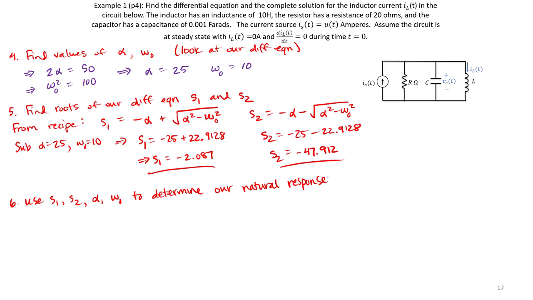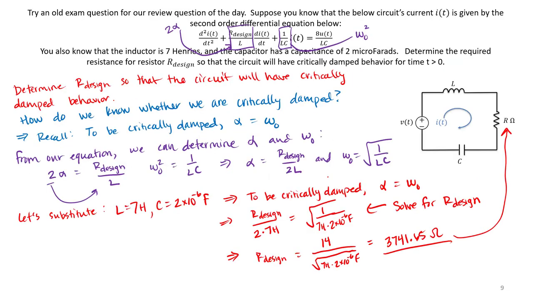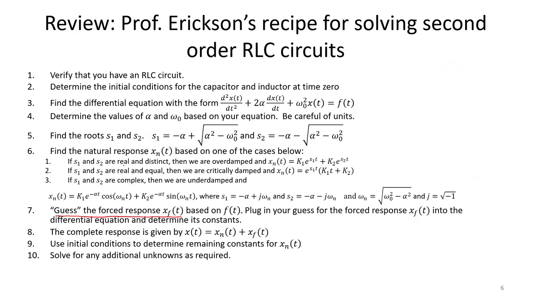Let's look back at our recipe. In our recipe, we see that if S1, S2 are real and distinct, meaning they're different, then we're overdamped. If S1 and S2 are real and equal, then we're critically damped. If S1, S2 are complex, then we are underdamped, and depending on which case we have, we can identify our natural response. Here we see that S1 and S2 are real. They're just some negative numbers, and they're different from each other. So here, we are in case 1. We are overdamped.